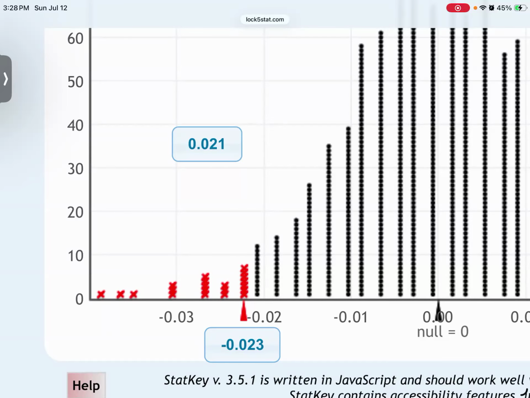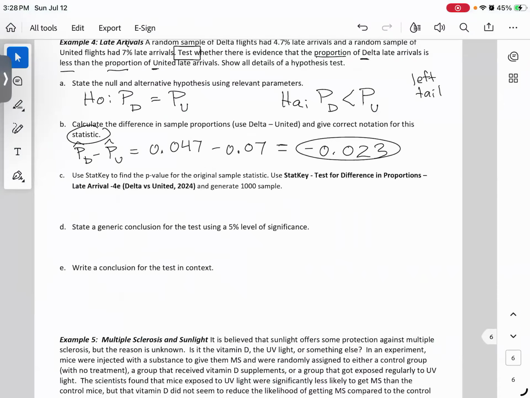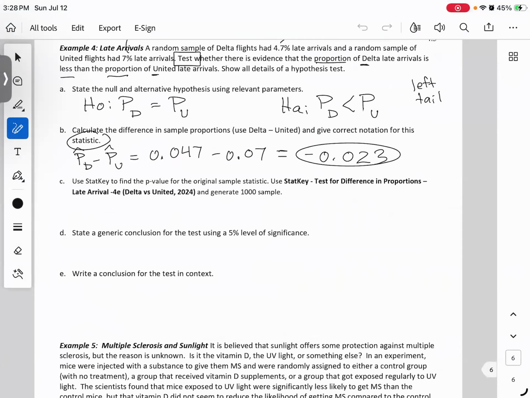0.021. Yep, that's what it is. And that one we don't need a double, because we were only strictly doing that it's less than.